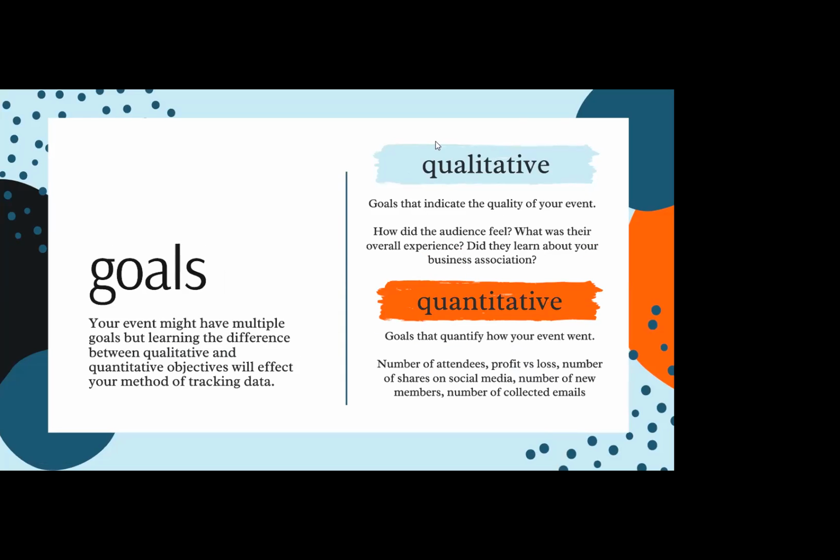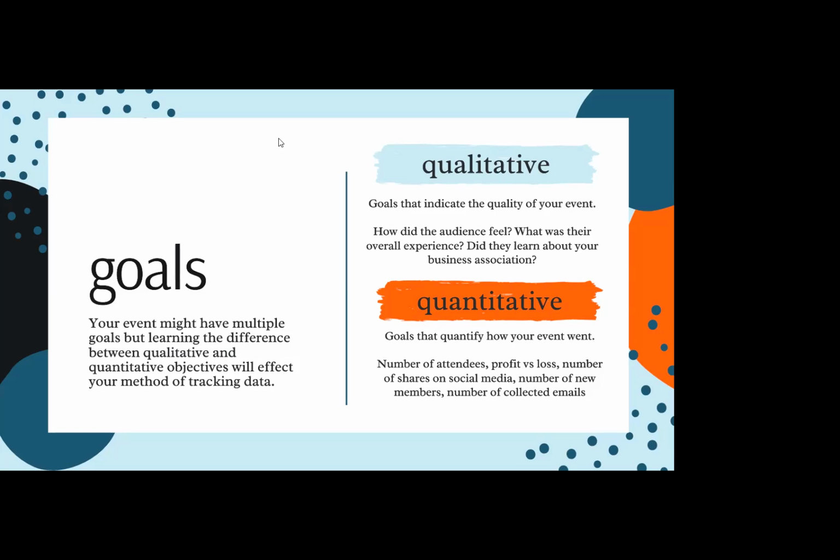Your event may have multiple goals, but learning the difference between qualitative and quantitative objectives will affect your method of tracking data. Just like my previous example of the field trips that I was leading, I had qualitative goals and then quantitative goals. Qualitative would be the goals that indicate the quality of the event. How did the audience feel? What was their overall experience? Did they learn about your business association?